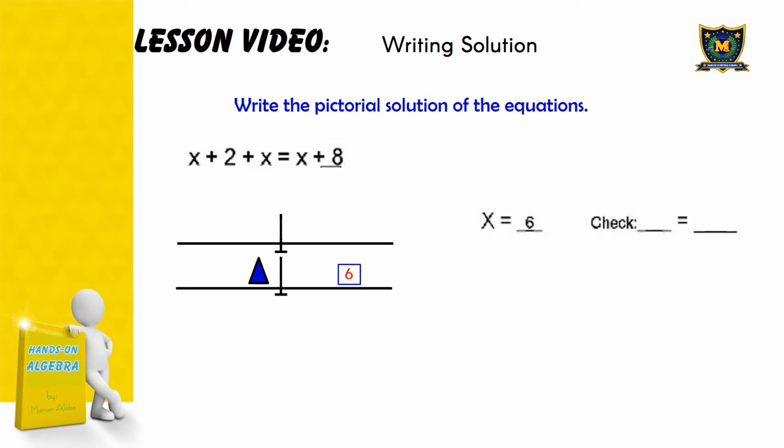Now, using substitution, let's find out what is the value of the equation. So 6 plus 2 is 8, plus 6 is 14. So 14 is the value of our left expression. And x, which is 6, plus 8, is equal to 14. Therefore, the value of our right expression is 14. Now, final answer, therefore, is x is equal to 6. And our value for the equation is 14.